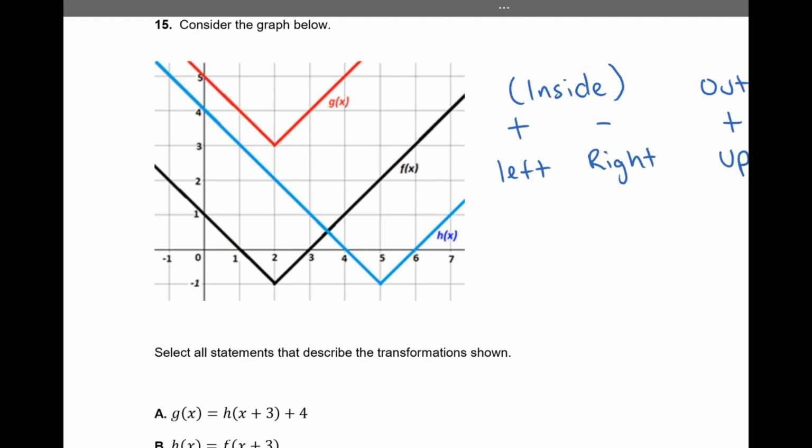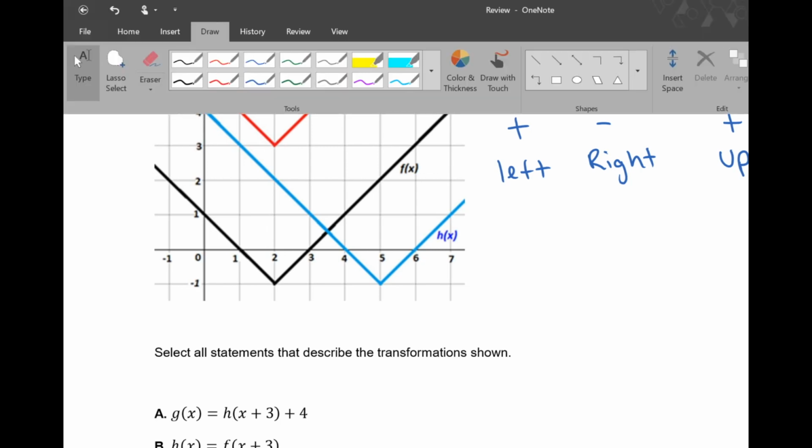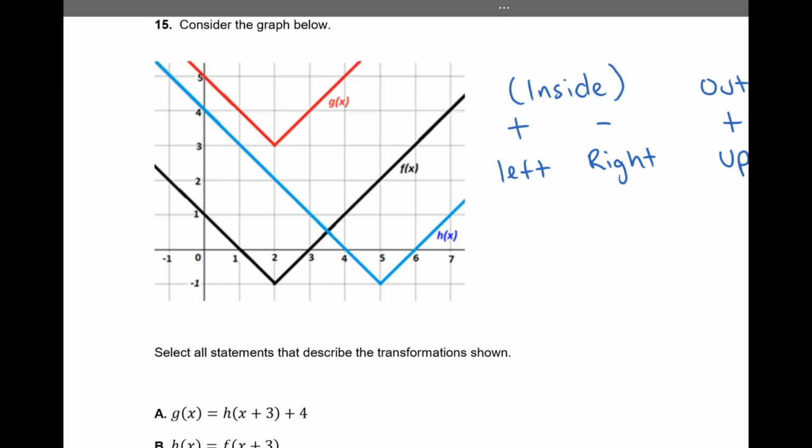So it says g of x should be the same thing as h of parentheses x plus 3 plus 4. So this is very simple. We're going to start with the h of x, which is this one right here, the blue one. So we're going to start here, and we should end at g of x. That's what this is saying. Remember to always start at the vertex, if it has a vertex. If it doesn't have a vertex, you find a point.